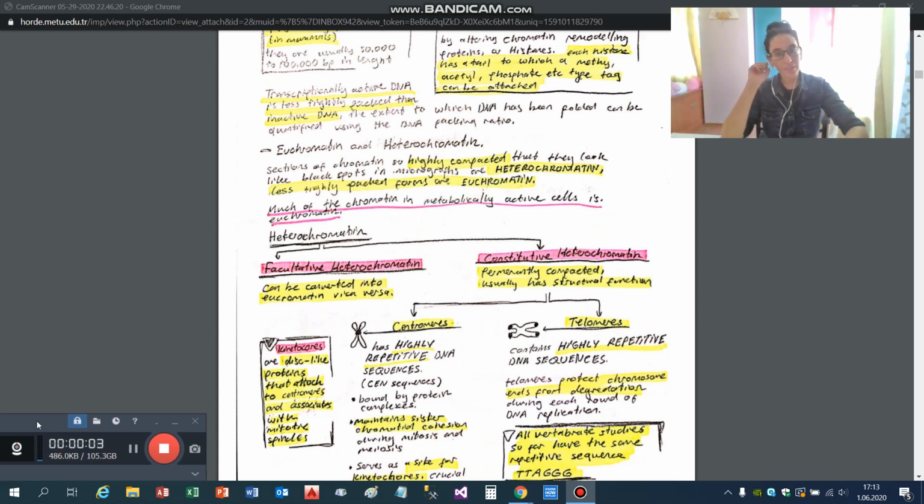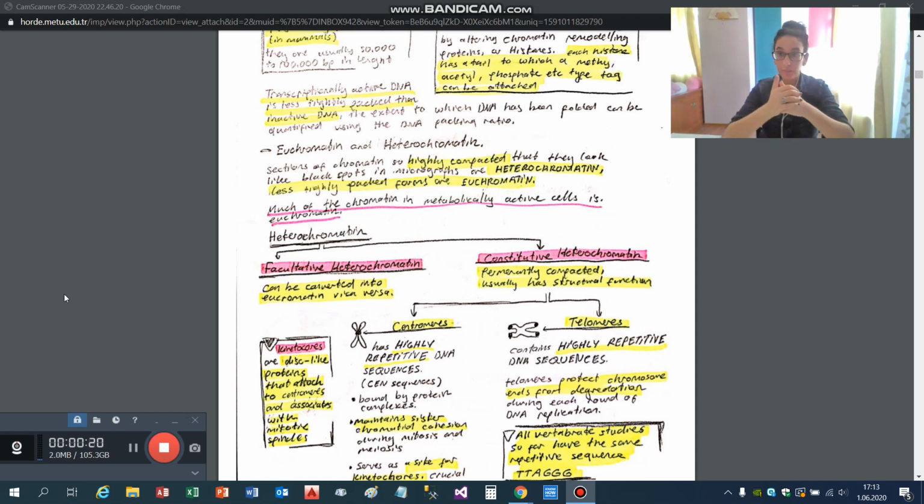This is the euchromatin heterochromatin part. Now, euchromatin is the loosely packaged chromatin that you can access easily. Meanwhile, heterochromatin is the tightly packaged chromatin. Actually, it's so highly compacted that it looks like a black spot in micrographs.